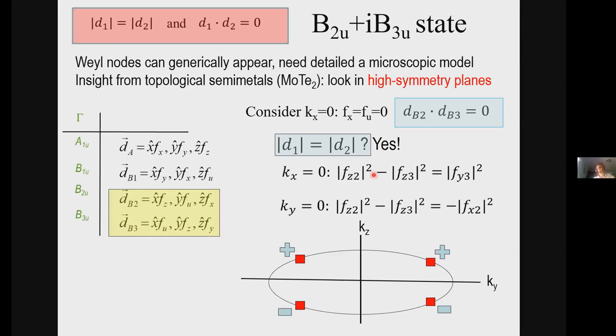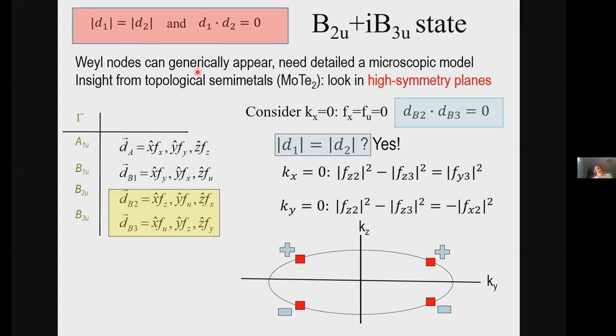However, generically exists doesn't mean they must exist. And surprisingly, with a fairly general symmetry analysis, you can see that they're what I'll call exceedingly likely in this particular B2u plus iB3u state. All right, and so what I'm going to do here is I'm going to work through the symmetry condition, in particular this condition D1·D2 equals 0, and tell you that we do get these Weyl points for this state.